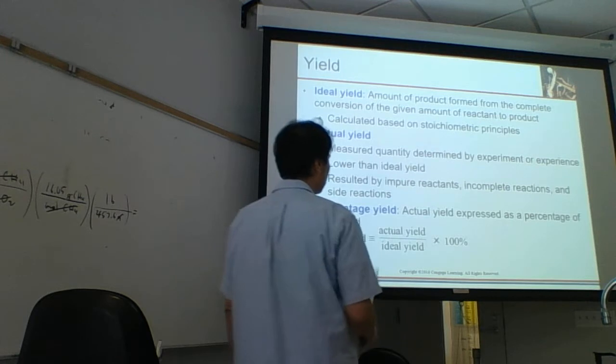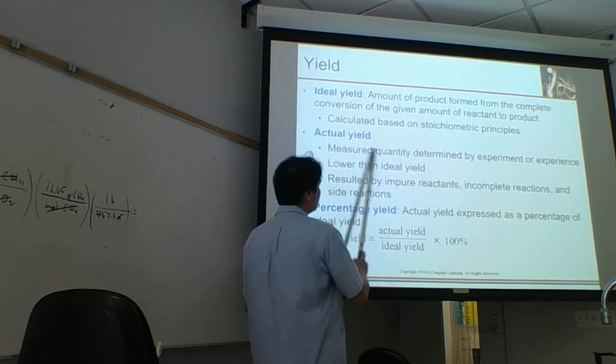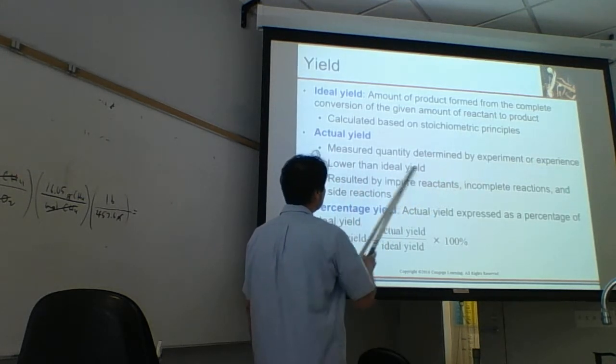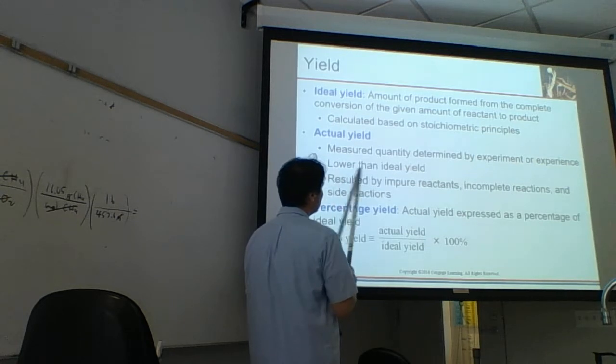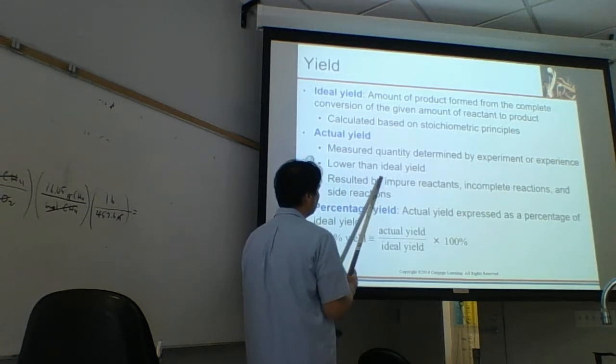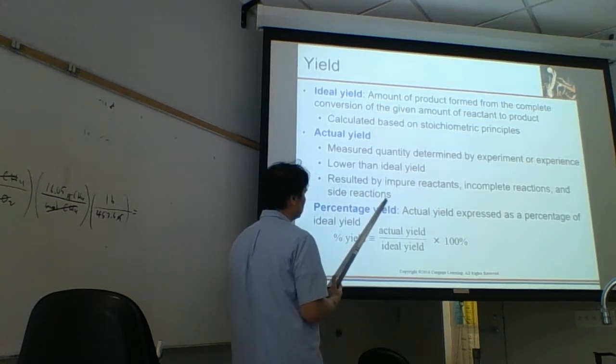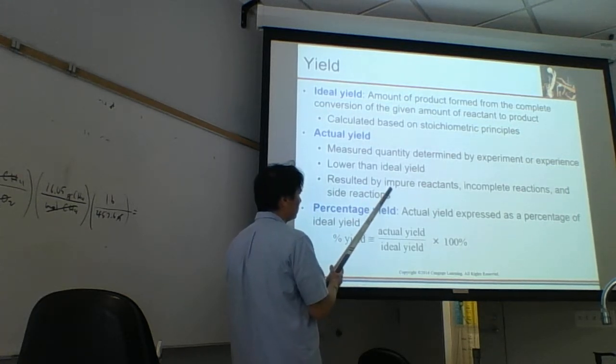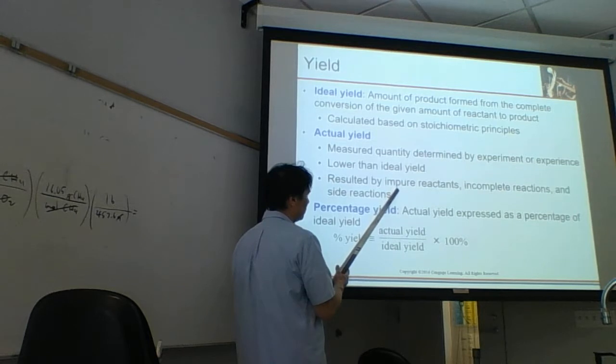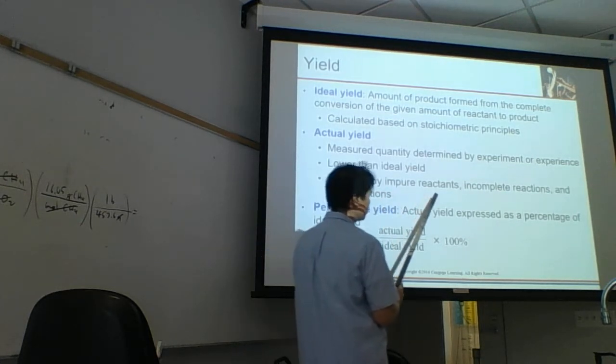This is something we want to keep track of. And so this is the measured quantity determined by experiment or experience. It's lower than the theoretical yield as a result of losses. And there are reasons for losses. Some of the reasons are you just don't want to waste the time getting every little speck out of there. Others are out of your control.